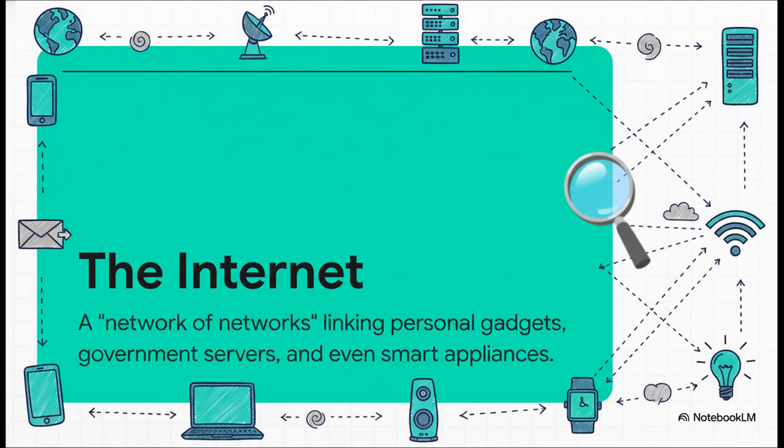So, at its most basic level, here is the answer. The internet isn't just one single thing, it's what we call a network of networks. Think about that. It's the actual infrastructure, the pipes, if you will, that lets all these different devices, everything from your own smartphone to these massive government servers, talk to each other in an instant.